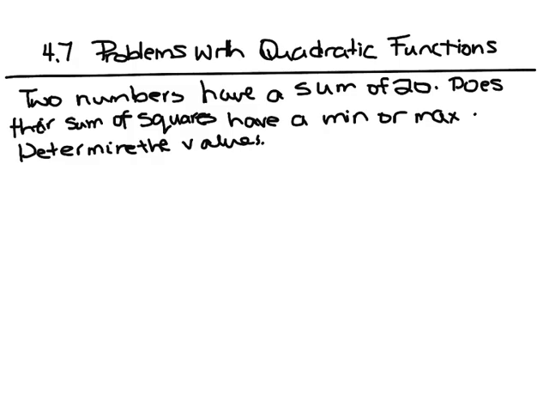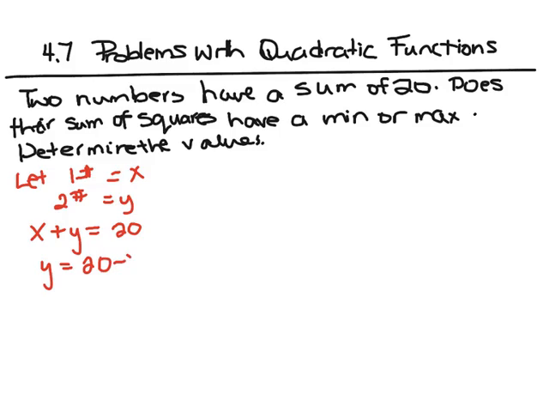For the next example, two numbers have a sum of 20. Does their sum of squares have a min or a max? Determine the values. So let's let one number equal x, second number equal y. So their sum, x plus y, equals 20. So y will be equal to 20 minus x. So here's one number. Here's the second number.